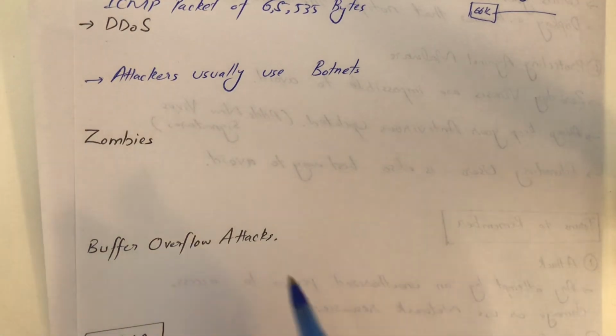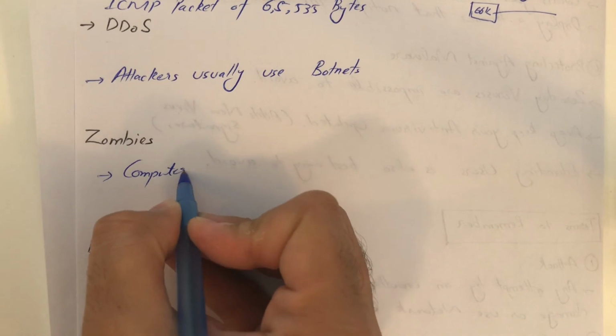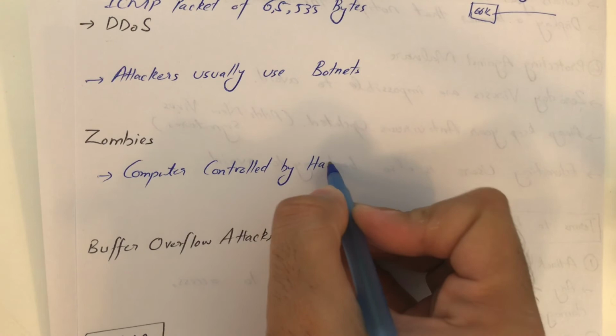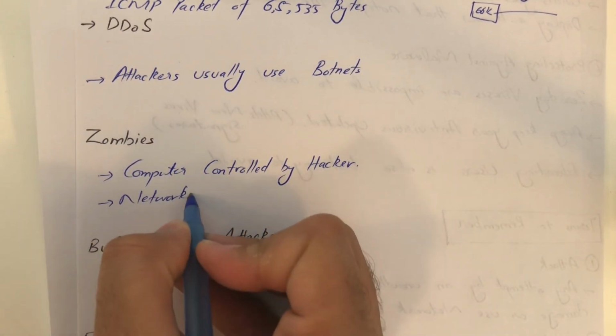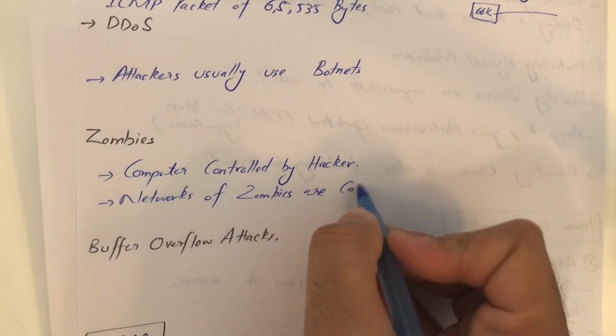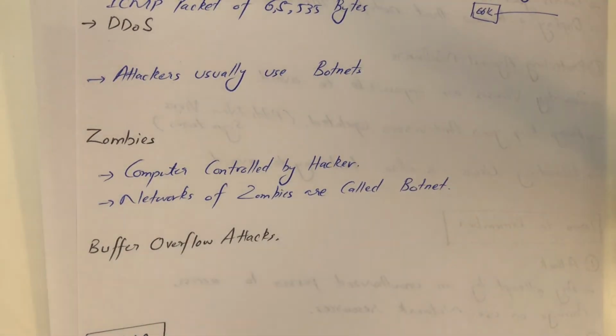You might have heard this word, zombie computers. Zombies are basically computers controlled by a hacker. The network of zombies is called a botnet. So with a botnet, hackers find a computer having weak security, and then they send their agent, take control of that particular computer, and turn it into a zombie computer.